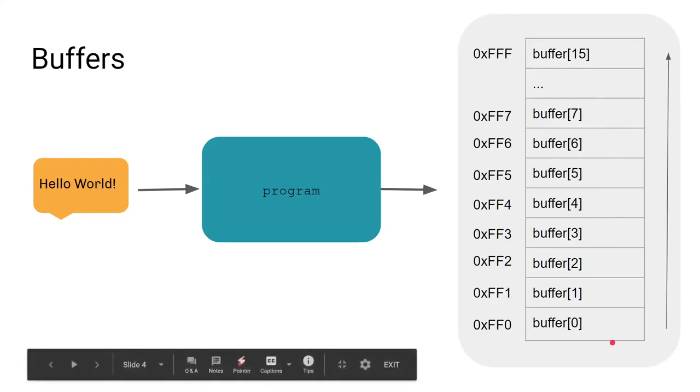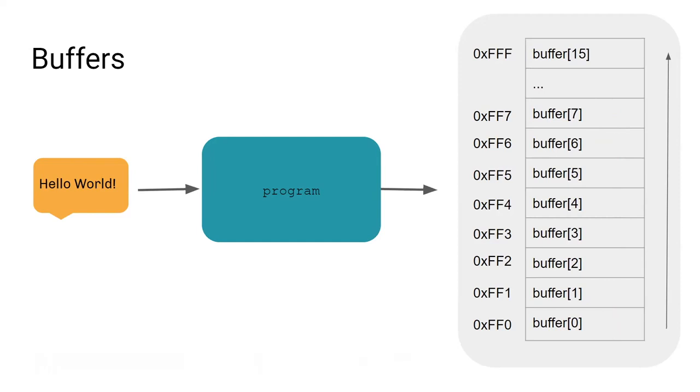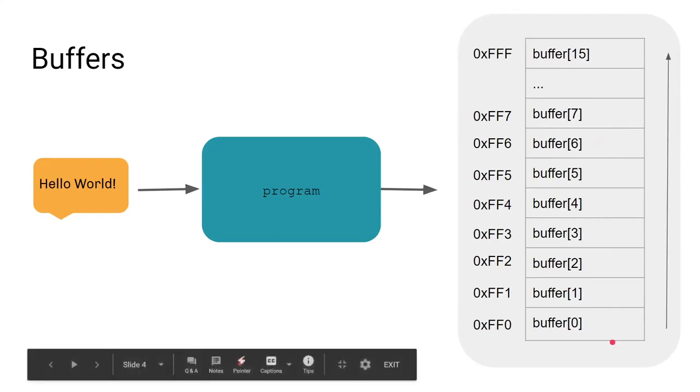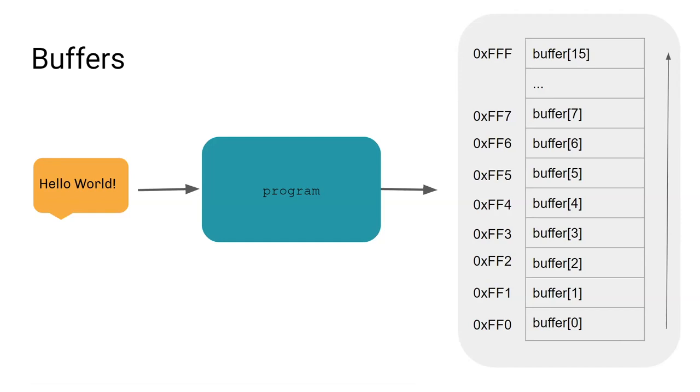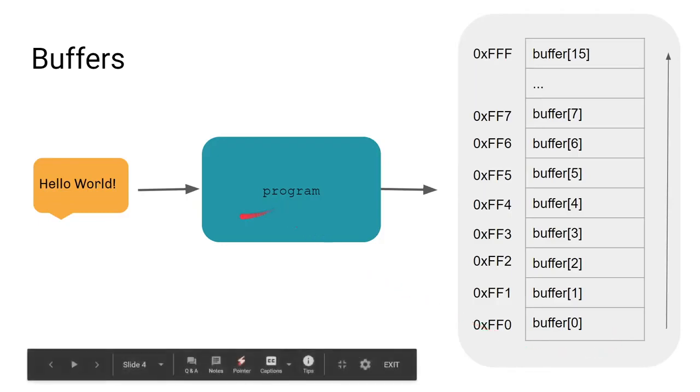Let's walk through the usual case first of me writing hello world to buffer. H would go into buffer 0, E would go into buffer 1, L would go to buffer 2, and so forth. So we've got H, E, L, L, O, space, W, O, and so on. Hello world is less than 16 characters, so the buffer would be fine.